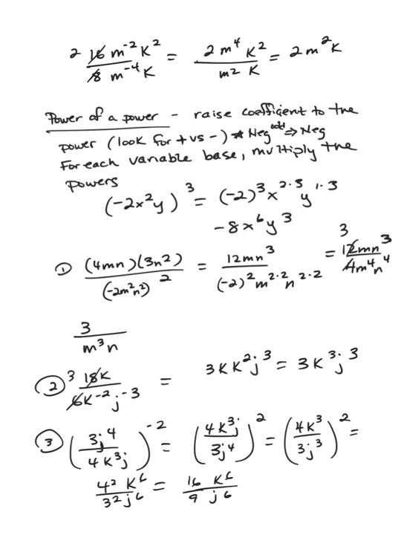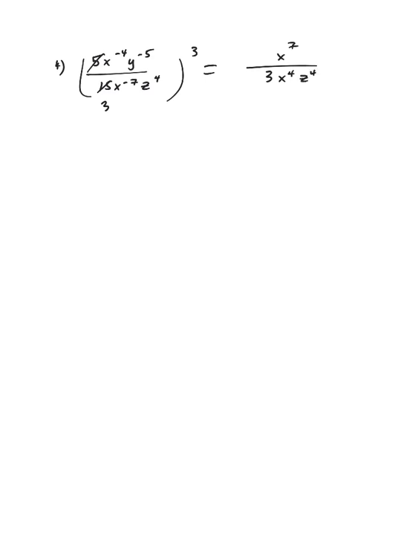All right, let's take a look at number 4. So for number 4, I have 5x to the negative 4, y to the negative 5, over 15x to the negative 7, z to the 4th, all to the 3rd. All right, number 1, I'm going to clean up the inside, cancel those. I'm going to move my negatives. So when I move my negatives, I have x to the 7 up here, x to the 4 down here. The z is fine, it's positive. But the y has to go down.